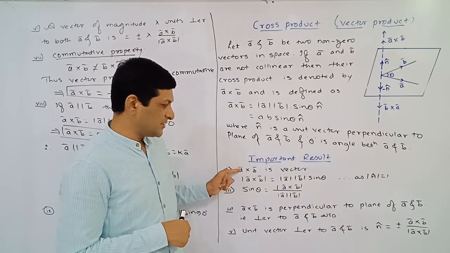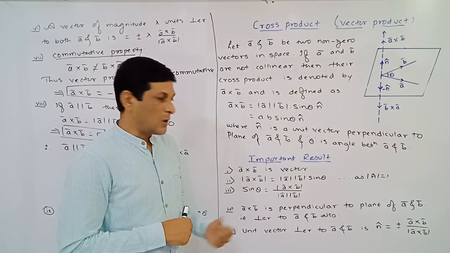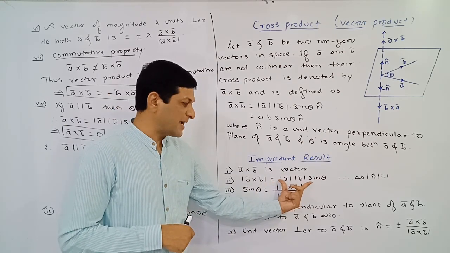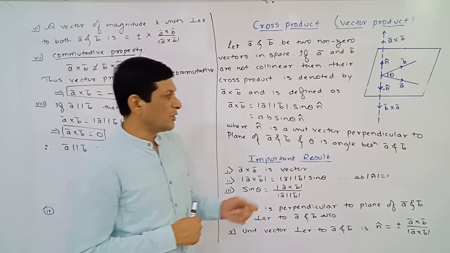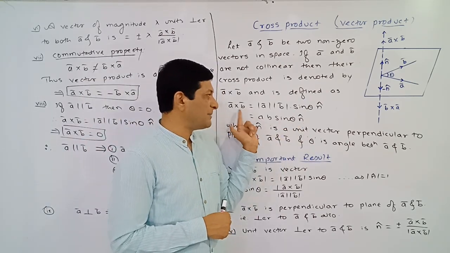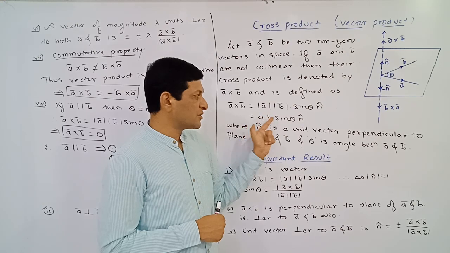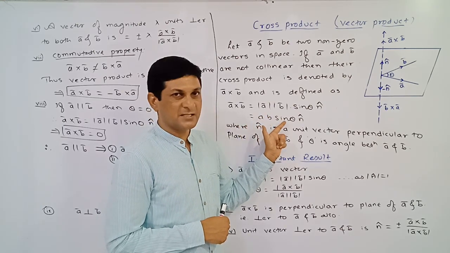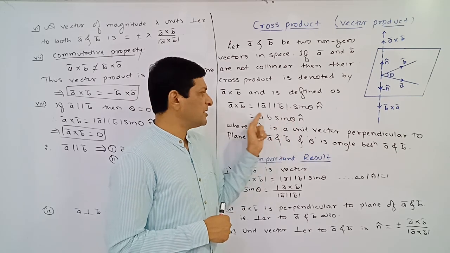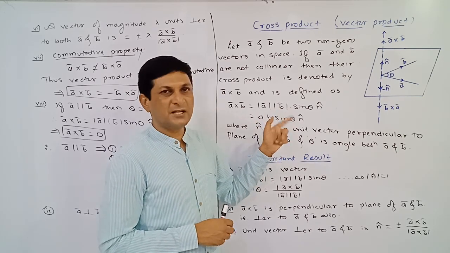Just now we have seen that this cross product is a vector quantity. Here we have seen what will be its magnitude. Now we will discuss the direction of this a bar cross b bar. If you observe the definition of a bar cross b bar, there is a multiplication of three numbers. A is one number, b is one number, sine theta is one number, and the multiplication of these three numbers is a new number.